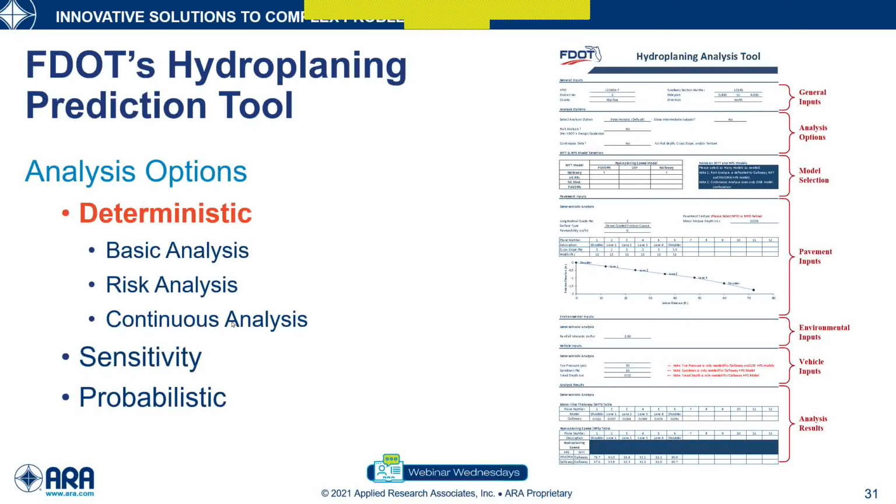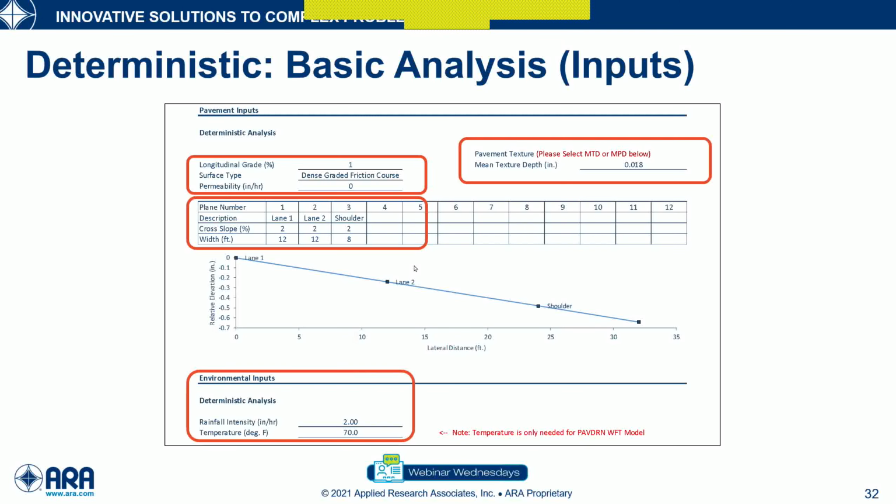So we will first go over the deterministic analysis option. And the deterministic analysis option is just a simple calculation of the intermediate and output variables based on a given set of known input parameters. And under the deterministic analysis options, we have the basic analysis, the risk analysis, and the continuous analysis. So let's look at the basic analysis first.